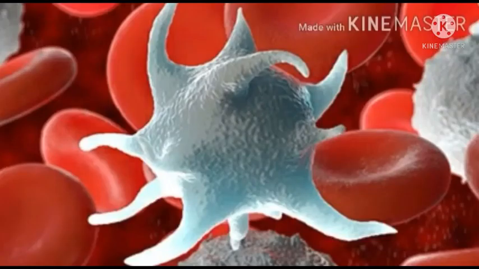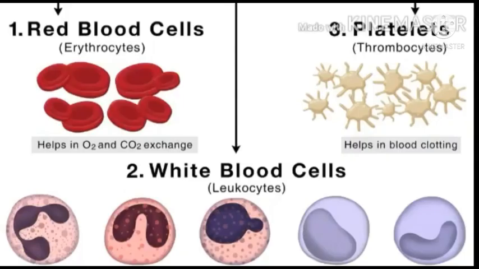Platelets or thrombocytes are small, colorless cell fragments in our blood that form clots and stop or prevent bleeding. Platelets are made in our bone marrow, the sponge-like tissue inside our bones.